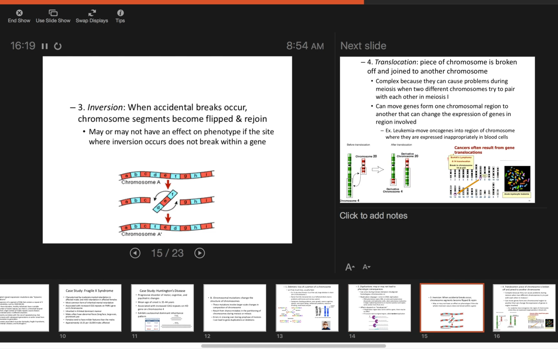Okay, inversion happens when there's a break in the chromosome, and it literally just flips around.